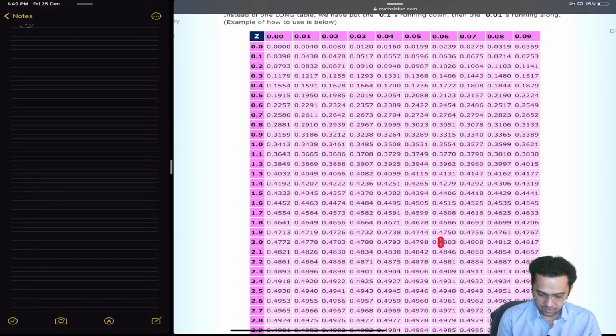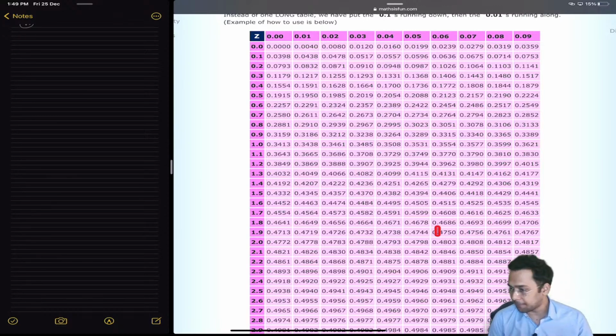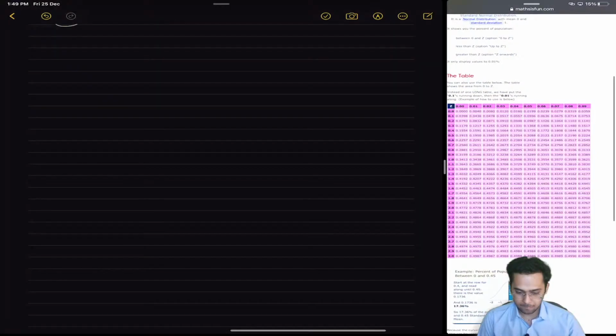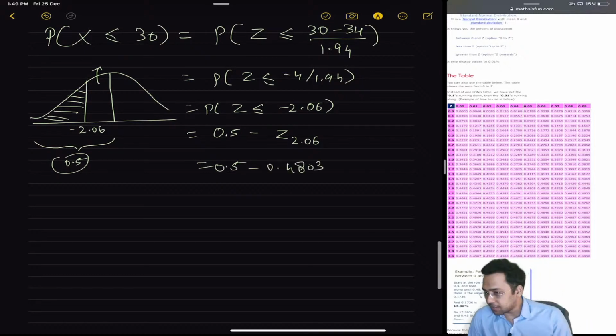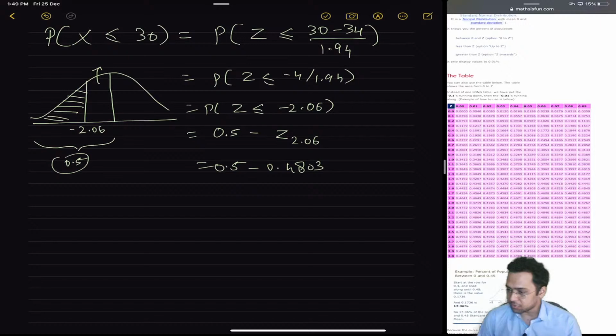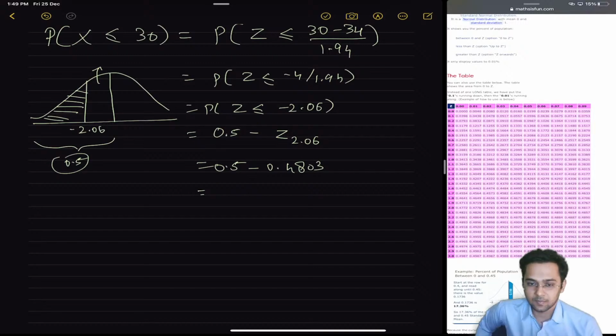So we say it is 0.5 minus 0.4803, which is 0.0197. Yes, 0.0197 is the final answer for it. Okay.